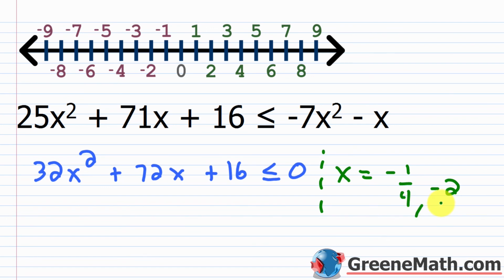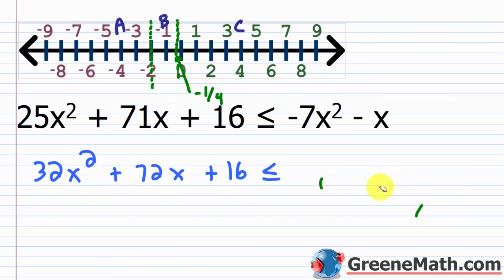So at negative 2, I could draw a vertical line there. And then negative 1/4, we don't have a notch for it, but let's say it's about right there. So I'm just going to label this as negative 1/4. And let's just put a vertical line there as well. So I'm splitting this up into 3 intervals. Anything to the left of negative 2 is interval A. Anything between negative 2 and negative 1/4 is interval B. And anything to the right of negative 1/4 is interval C. All right, so let's just pick a test value for each of these.